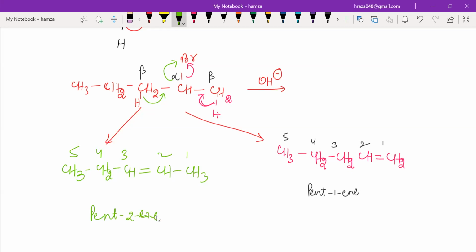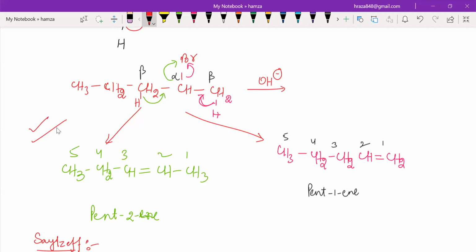Now the question is which one is more stable? Since we have two products, which one will be major and which one will be minor? That will be decided by a rule given by Saytzeff, also called the Saytzeff rule. So basically, what does Saytzeff say? First of all, you write this, then I'm going to tell you.